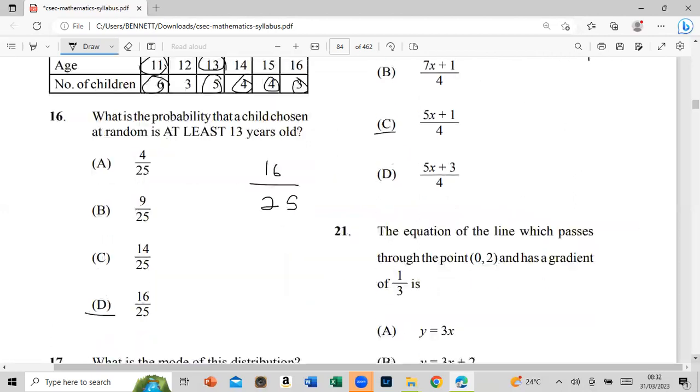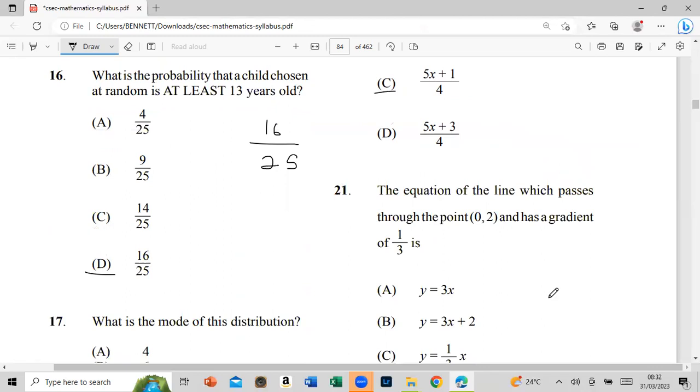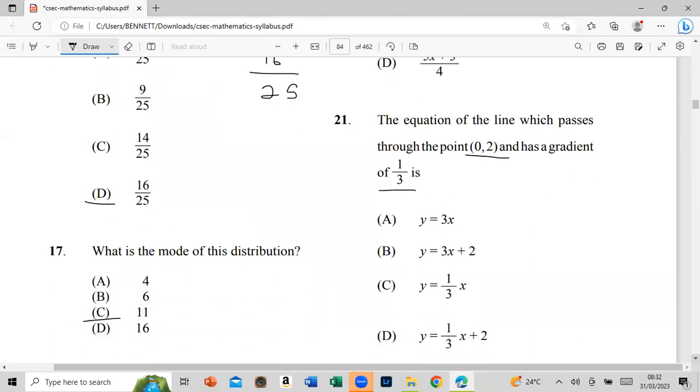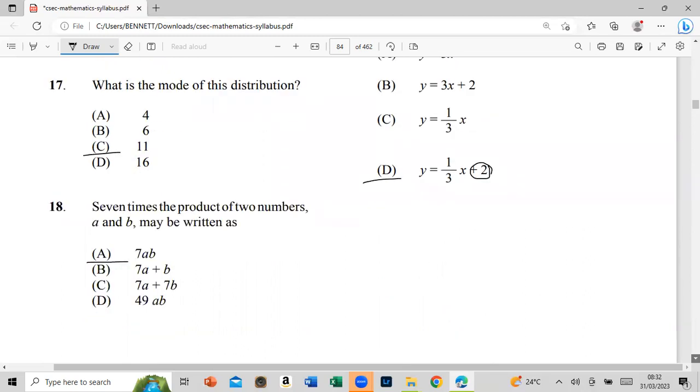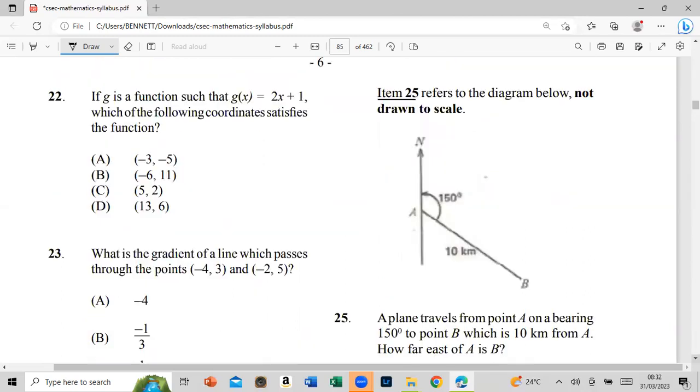The equation of the line which passes through the point (0, 2) and has a gradient of 1/3. This is the y-intercept. These are things that you should know, guys. Check out my channel if you have not done so on these.